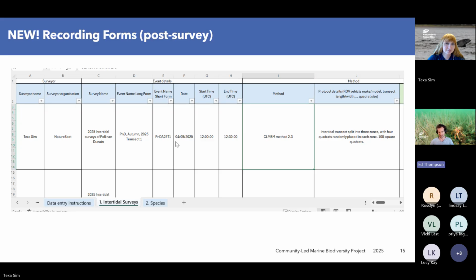So I've done this in Excel because I'm more familiar with Excel, but I'd love to appify it at some point. I think that would be really cool, to have a kind of Marine Recorder app that you could just put stuff into. I think that could be good. And here's just a quick snapshot.